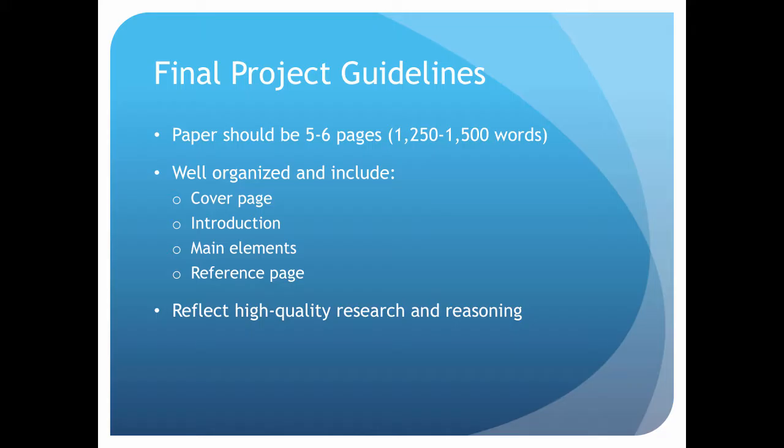And then you should have the main elements of your paper, and then finally your reference pages. Okay? You must reflect high quality research and reasoning. Wikipedia and Google are not going to be your main sources. I've tried to emphasize how easy it is to use the Shapiro Library or Google Scholar, as an example, so that you can find a handful of good resources, because if you're looking at any of these topics, there is just a plethora of research done on all of these things.